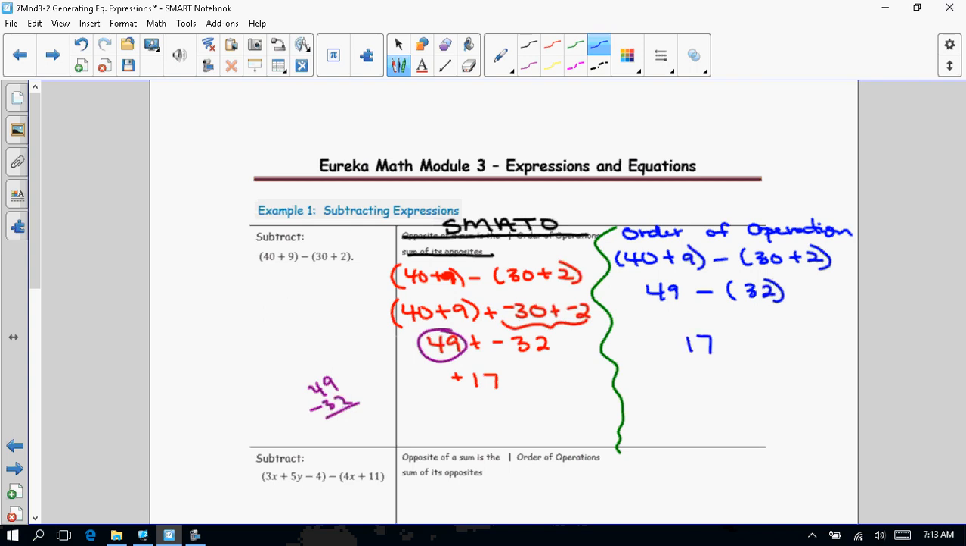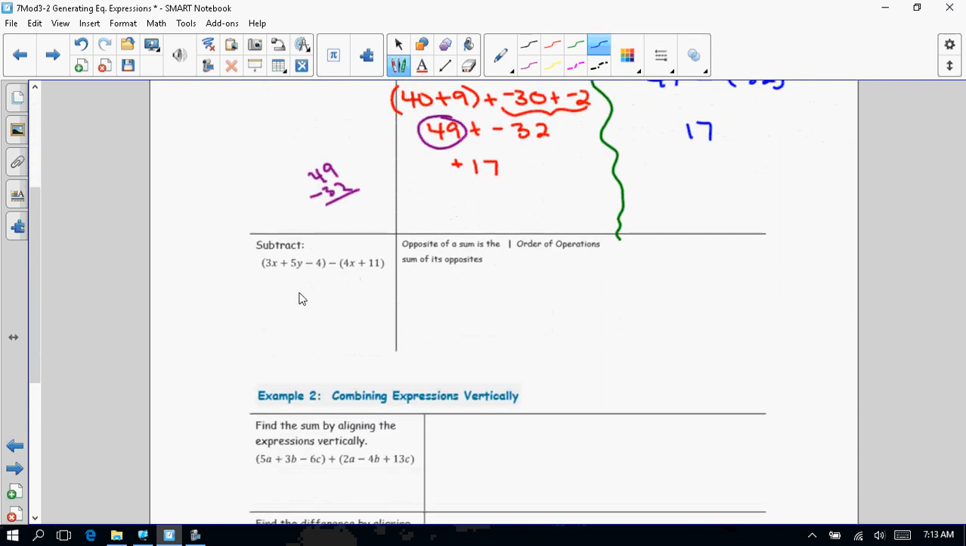Well, right now you're going, well, gee, that way was a lot easier. You're right. It probably was easier in this particular case. There are times when it's going to be easier to do the SMATO. There's going to be times when order of operations is actually going to be easier. And it also depends on which way your brain sees how to work these out. However, things change when I start putting in variables.